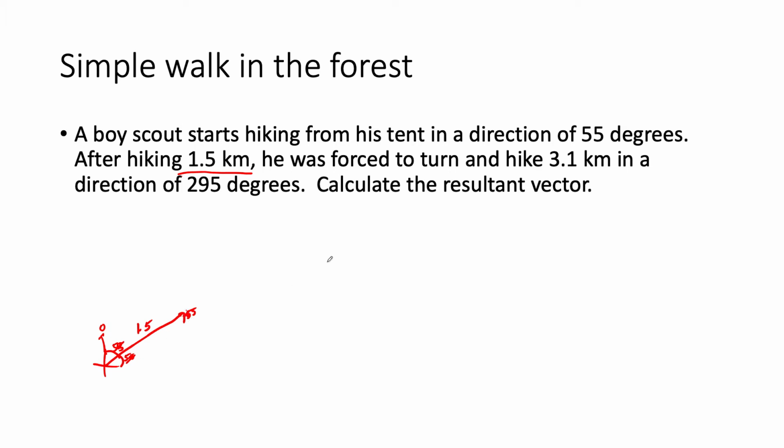And if we do this, we can do it this way: this is x, this is y, this is going to be 55 degrees, and the hypotenuse is 1.5. His next step is he's going to hike 3.1 kilometers in a direction of 290 degrees. Here I drew another compass rose, 270, so 290 is going to be in this direction. So my second vector is off in this direction.